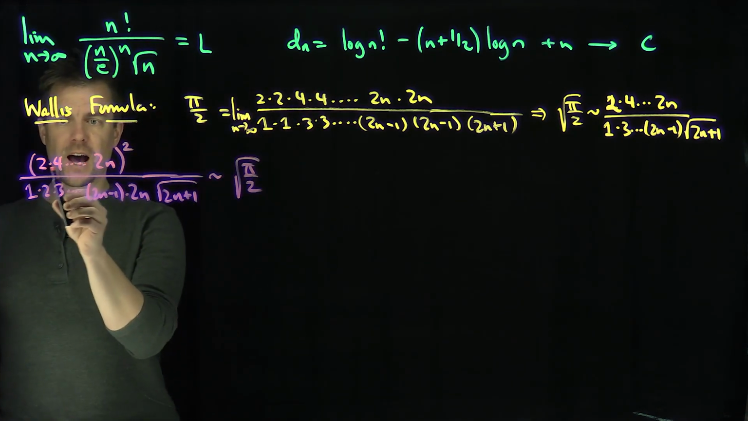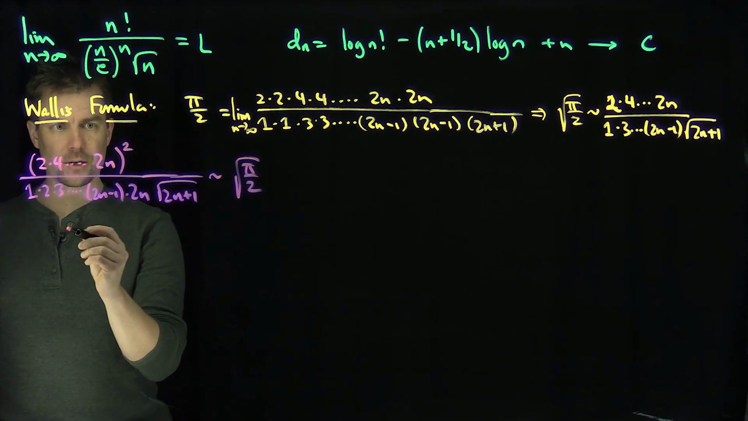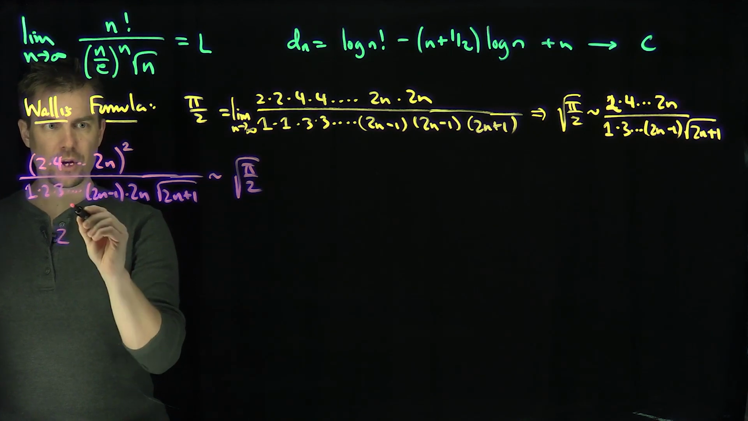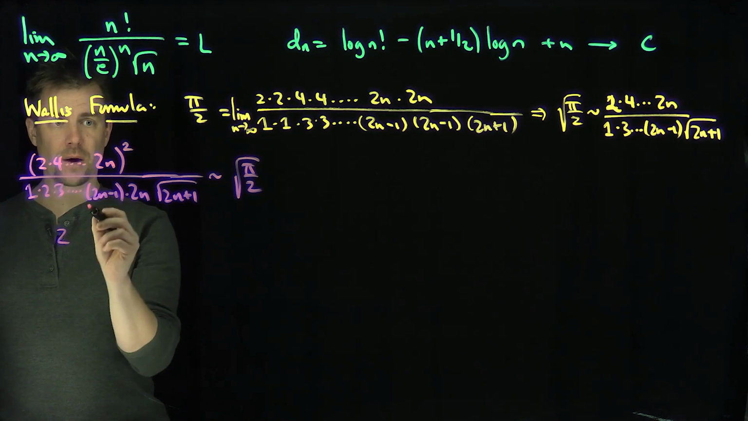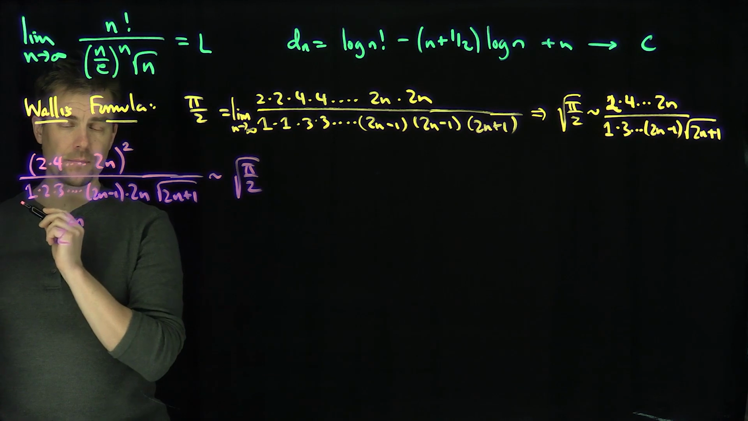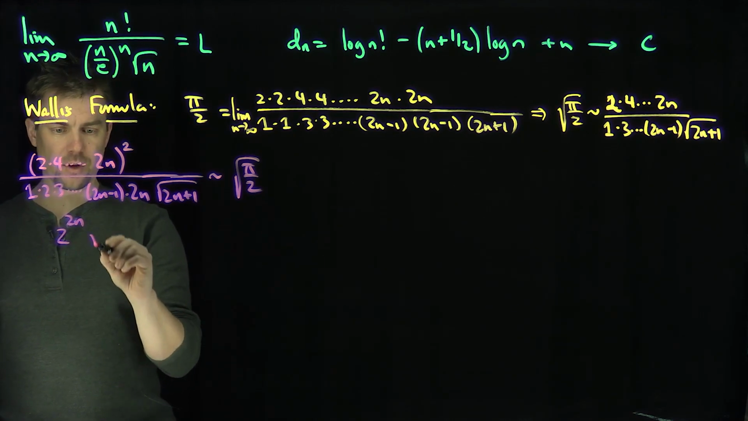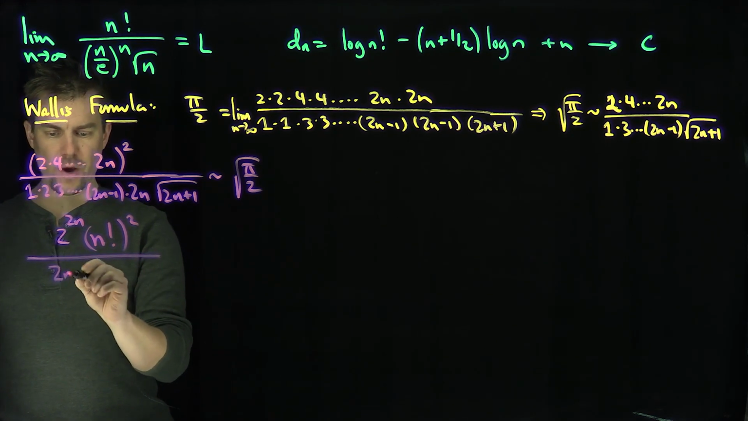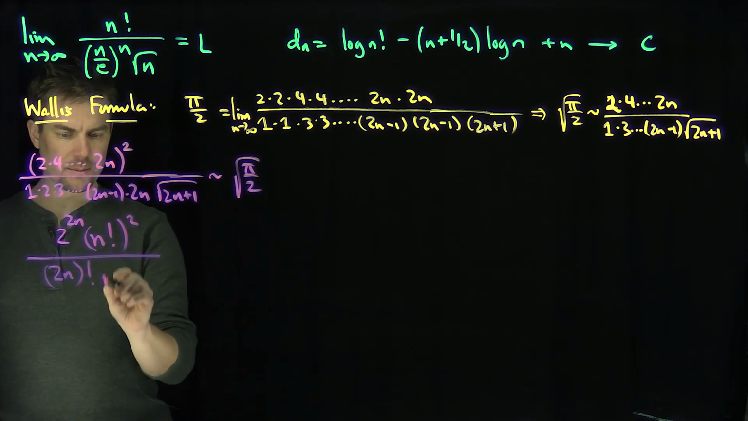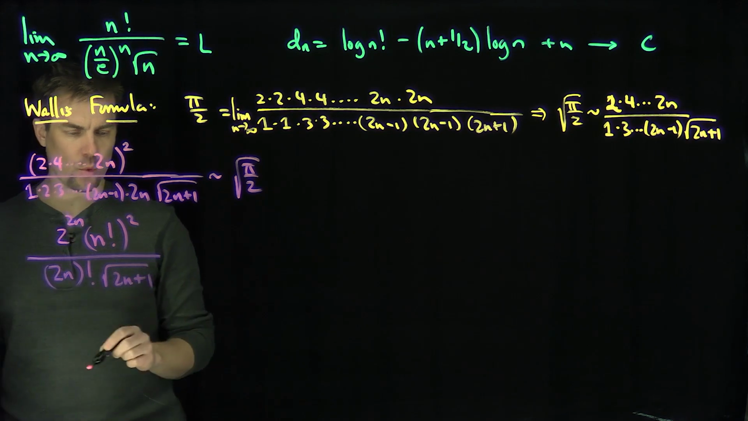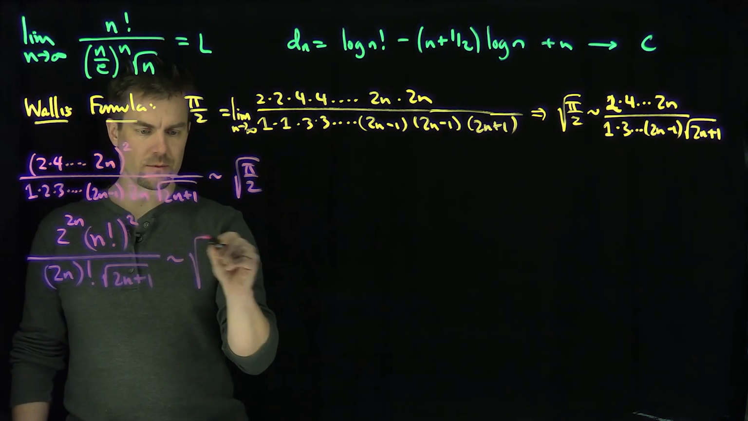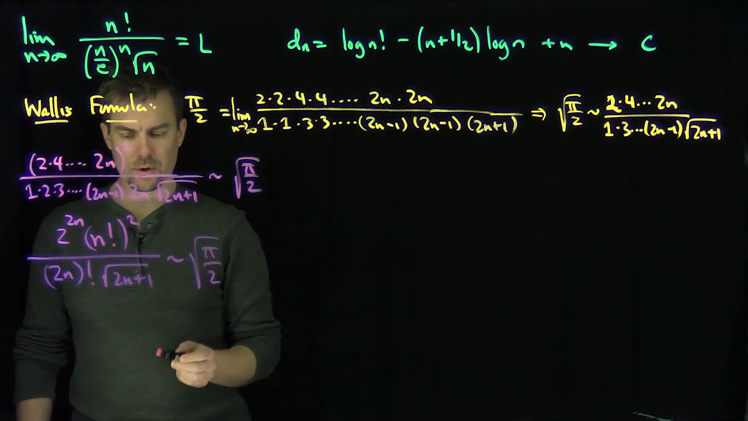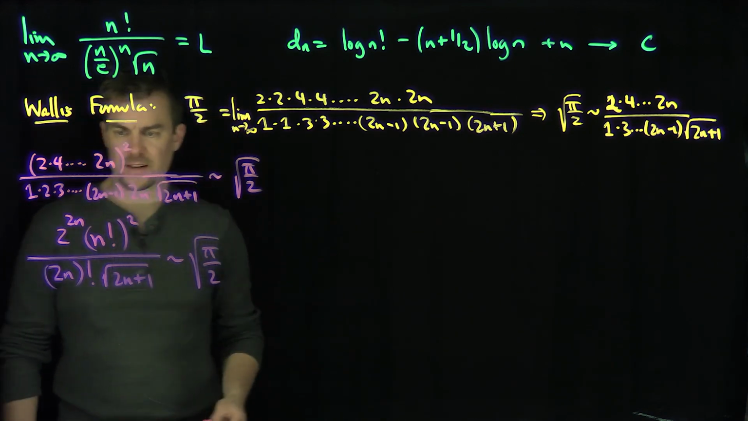Of course, I can pull out how many? I can pull out 2 to the n. So this top over here is really just what? How many 2's do I have? 2 to the power n. So I have 2 to the power 2n over here. And then I have an n factorial left over. So I have an n factorial squared over a 2n factorial times the square root of 2n plus 1. That's on the order of what? On the order of the square root of pi over 2. And actually we can get rid of that plus 1 over there. That's not going to affect anything.